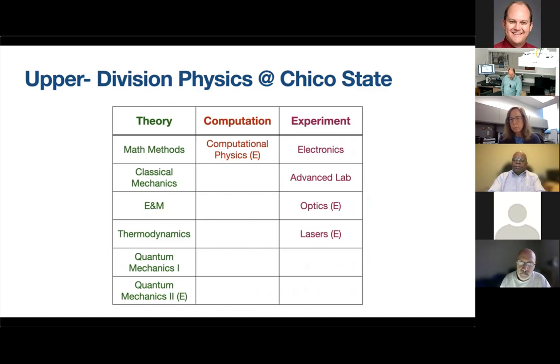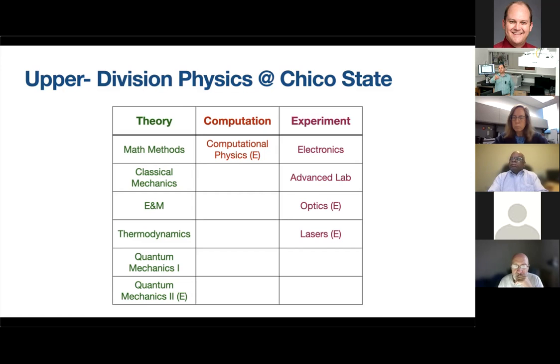And even more so, it's come down to the way we teach our classes. So this is the upper division physics curriculum at Chico State. And I've left off our communicating physics class, which I would argue is, if there's a fourth branch, that's the fourth one, but it sort of cuts across all of them. So we'll save that for another day. But you'll notice that we really do have this breakdown into theory, computation, and experiment.